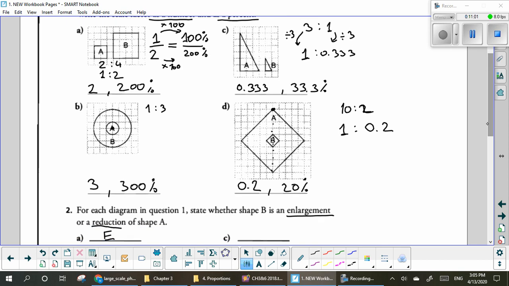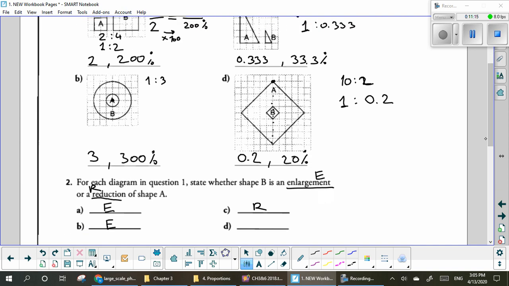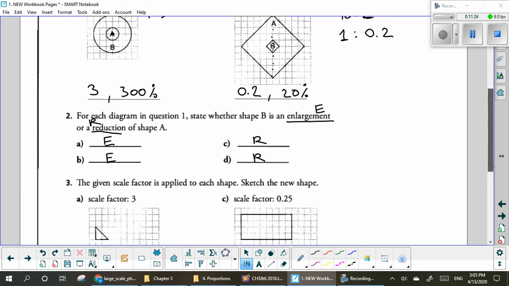For C, we have triangle A is a large triangle, and then triangle B is smaller, so it's going to be a reduction, which I will put R. Maybe I should put like this is E and this is R. And then this diamond shape, also a reduction. It just went from large A to a smaller B.